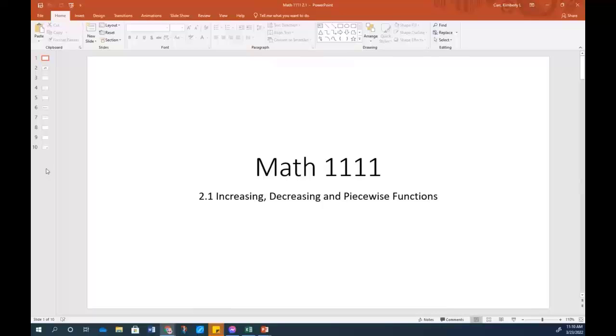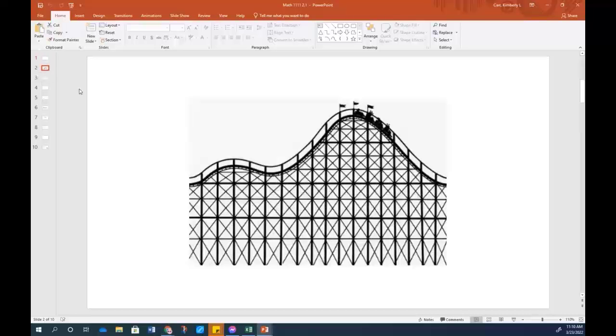Hello, this lesson is pretty critical. I have a lot of students who send me questions about this lesson, but I hope that I can bring you through it so that you have an understanding. So it's about increasing and decreasing functions, and then additionally about piecewise functions. Increasing and decreasing can apply to all kinds of functions, but piecewise is a particular type.